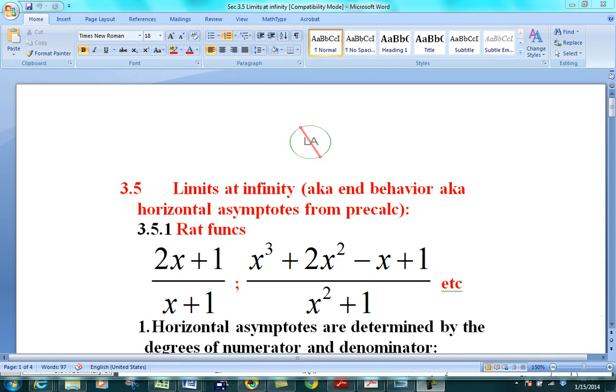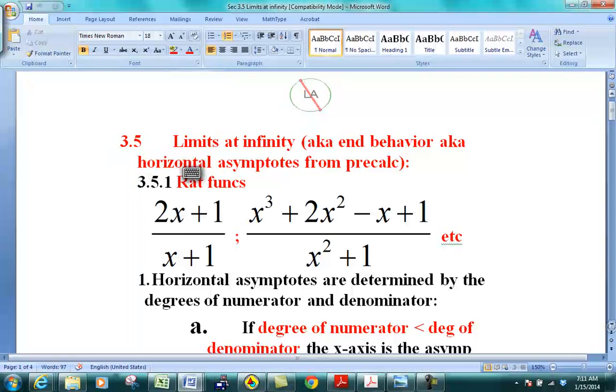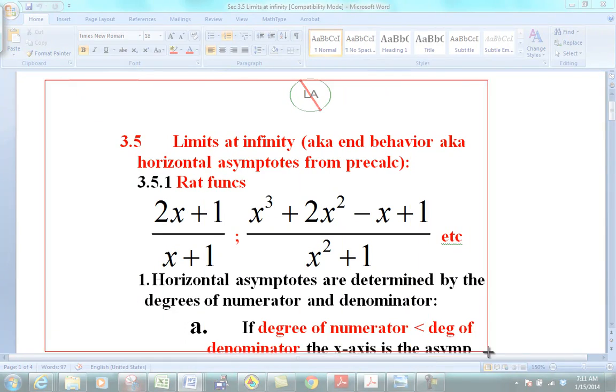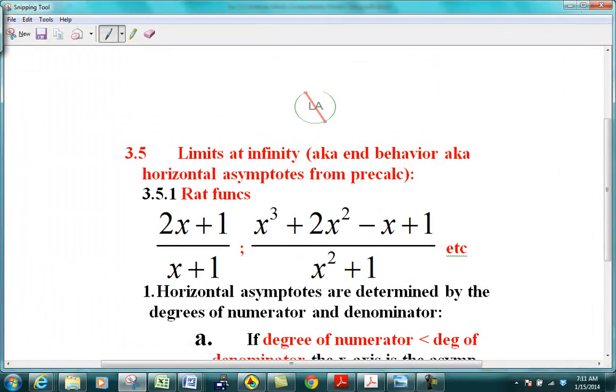So 3.5 is about limits at infinity, and what I'm showing you right now is literally slides that I have for my pre-calc students. In pre-calc early on, we don't talk about limits at infinity. We do that later, but we do talk about horizontal asymptotes, which is also the end behavior. So quickly, let me explain the difference between horizontal asymptotes and limits at infinity.